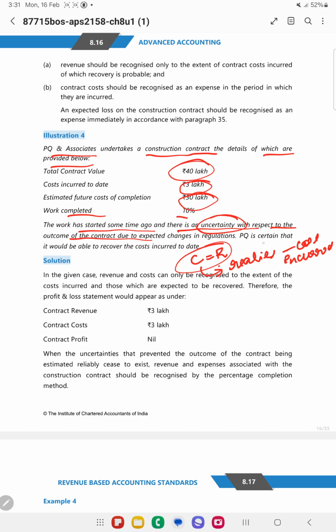So basically PQ is certain that it would be able to recover the cost incurred till date. So what is the cost incurred till date? That is 3 lakhs. So whatever revenue is there will be recognized to the extent of cost. So the profit will be nil. Suppose there is any expected loss, you can recognize the expected loss in this year itself. They have not mentioned anything with respect to the expected loss, so a loss will not be recognized.